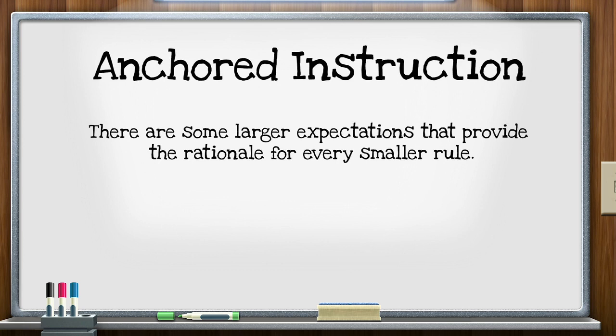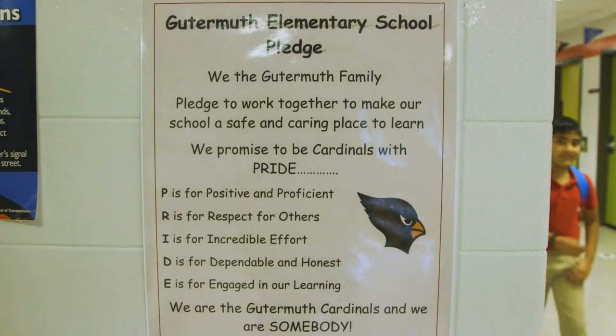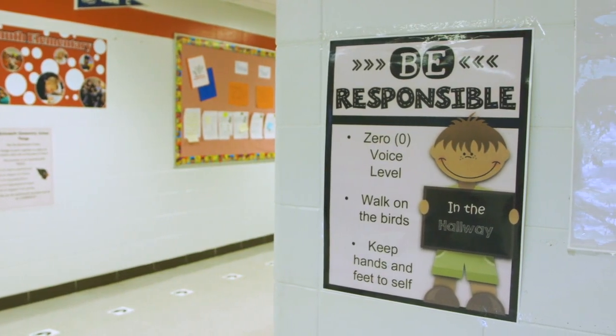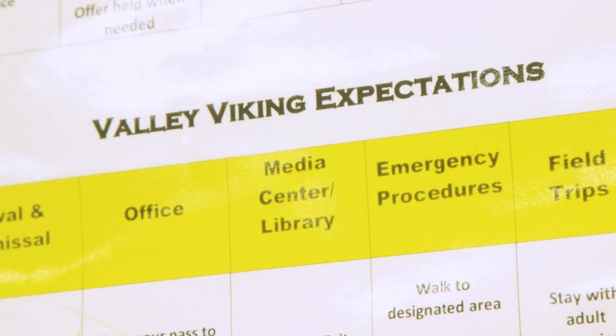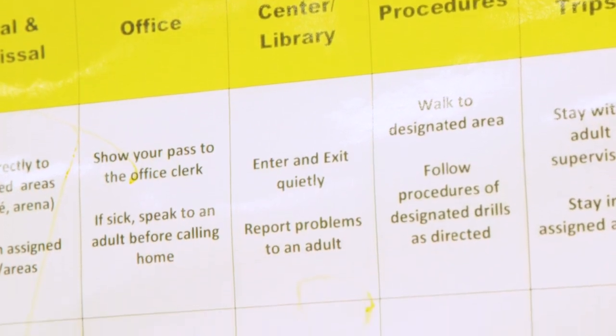There is another consideration for rules that is critical in facilitating the student's ability to understand and remember. This concept is called anchored instruction, and it simply means that there are some larger expectations that provide the rationale for every smaller rule. You may have seen the PBIS posters that say things like respect self, others, and property, or be respectful, responsible, and safe. These larger expectations are anchors under which all the smaller rules fit.